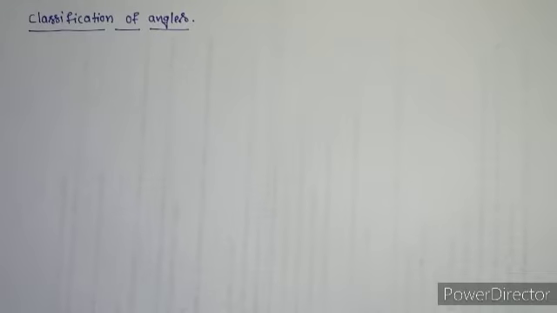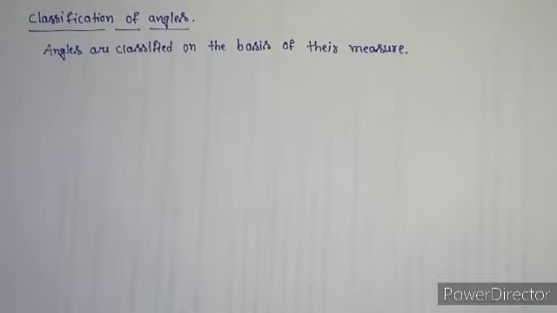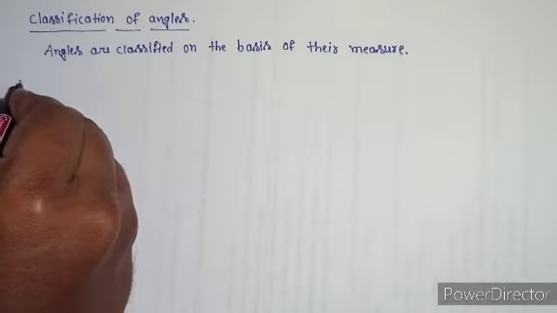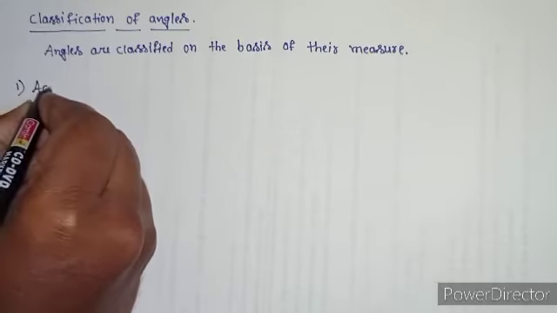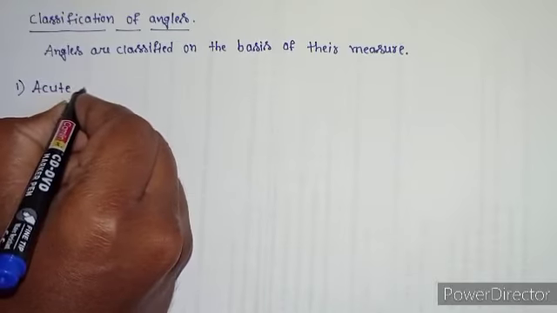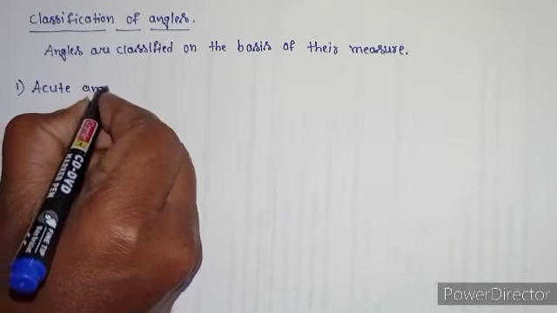Students, next is the classification of angles. Next we are going to learn the types of angles. Angles are classified on the basis of their measure. The first type of angle is the acute angle. All of you see here: ACUTE, acute angle.